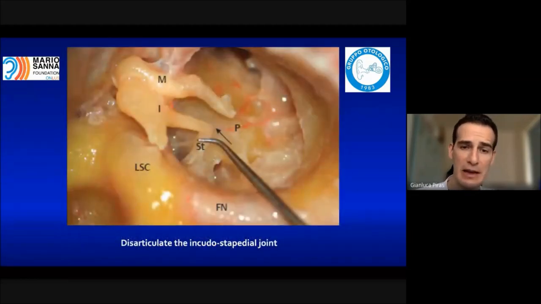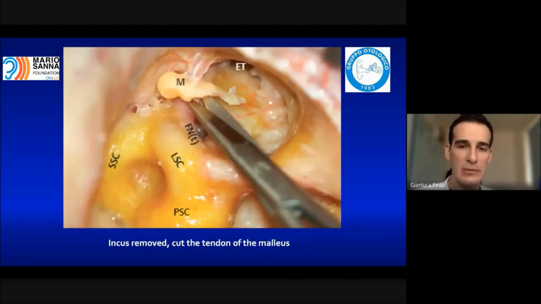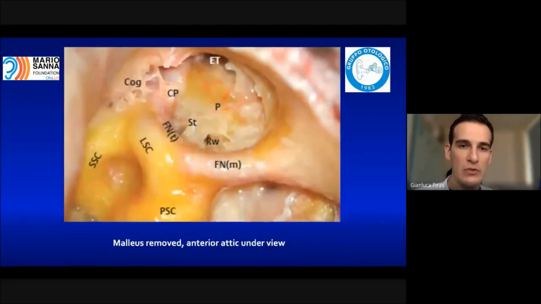But you see practically the same concepts: incus, malleus, pyramidal eminence, facial nerve, lateral canal, promontory, and so on. These are the steps. First you disarticulate the incudostapedial joint, then you disarticulate the incudomalleolar joint, then you remove the malleus. Before removing the malleus, you have to cut the tendon of the malleus, and in this way you have a vision of the cavity.